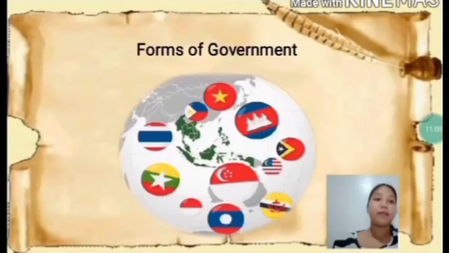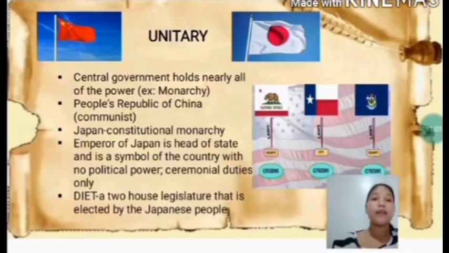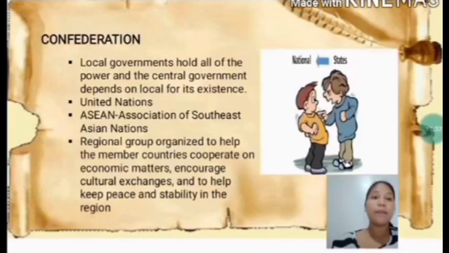Forms of government. Unitary. A central government holds nearly all the power. An example is the monarchy. The People's Republic of China is communist. Japan practices constitutional monarchy. The Emperor of Japan is the head of state and a symbol of the country with no political power, only ceremonial duties. The Diet is a two-house legislature that is elected by the Japanese people.